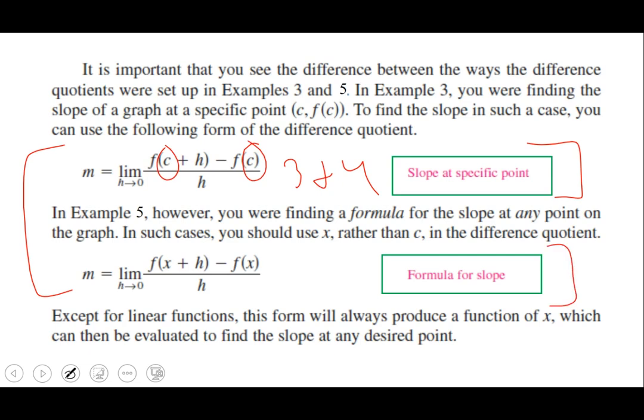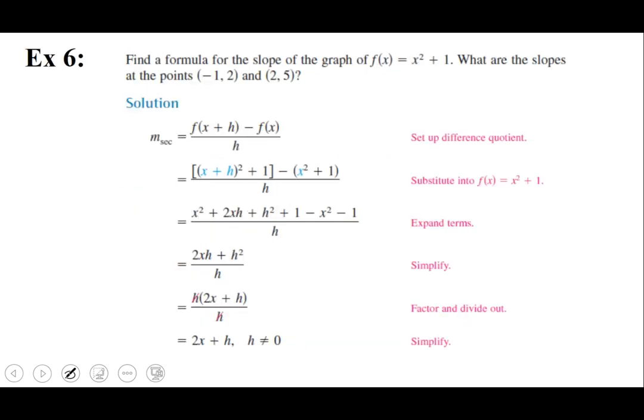The second type of problem is if you're just finding the general formula for slope, in which case you're going to leave them as x's. The process is very similar, but again, you do have to make sure that you're doing what I asked for when I ask for it. Kind of putting those 2 things together, okay?